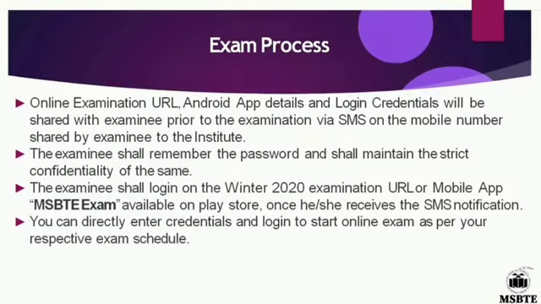Exam process. You will receive your username, password, examination link and Android app link via SMS on your registered mobile number. You need to keep your password confidential and make sure that you do not share it with anyone. Once you get your username and password, you can directly log in on the examination URL to attempt your exam. Alternatively, you can use our Android app of MSBTE exam to attempt your exam. Once you enter your credentials on the app or website, you can directly attempt your test on the scheduled date.